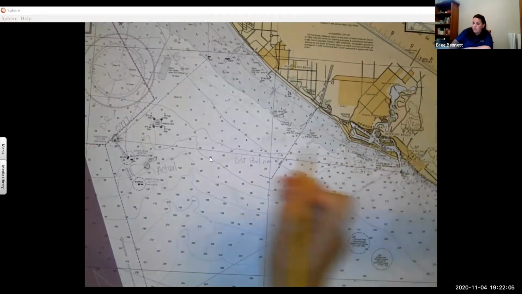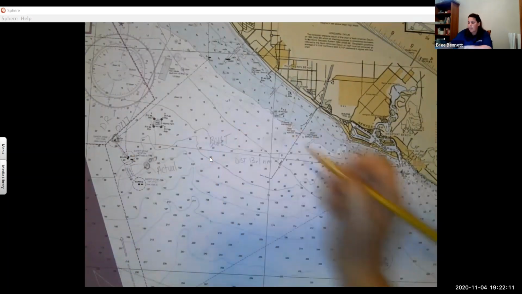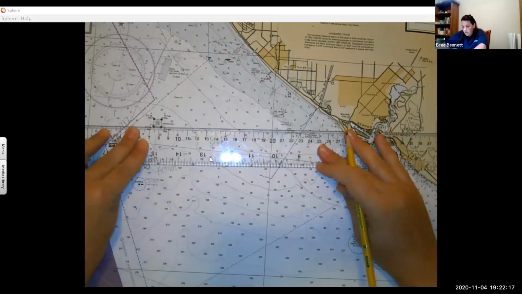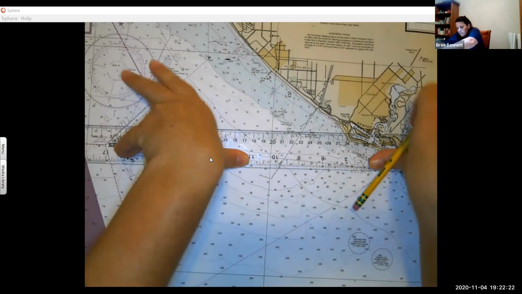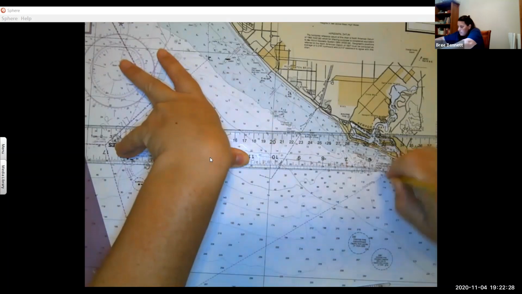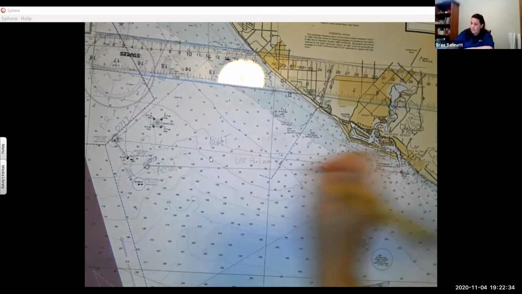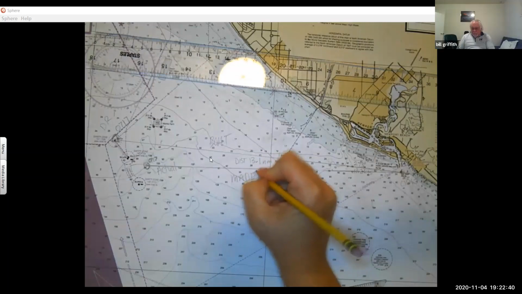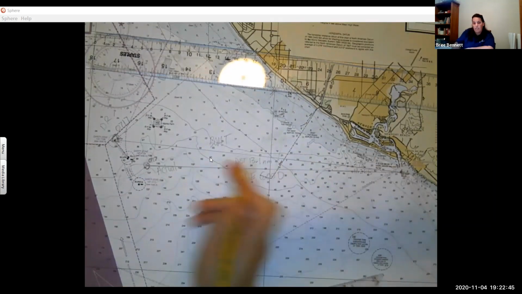So this was what we were steering. This would be our boat's line. And then from our actual position and another actual position, there we go. You see it? We can see it. This is our made good. So we have our made good line here, our boat's line there.